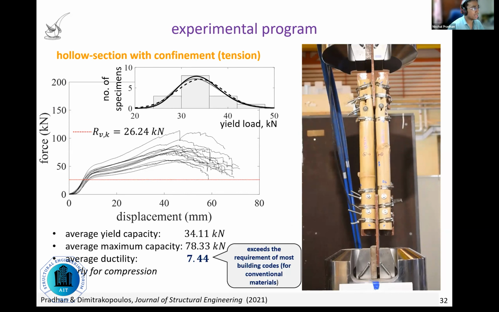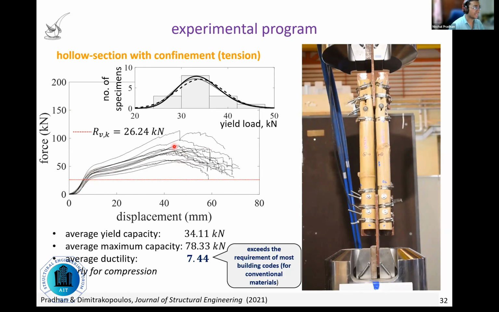Okay, so elastic response, bolt yielding, large plastic deformation, failure by culm damage or bolt fracture at ultimate stage, and then failure. So again, notice the ductility of the specimens, which is about 7.44. This exceeds the requirement of most building codes for conventional materials. So we test 15 of them to get the experimental distribution of the yielding. The analytical equations predict 26.24 kilonewtons as the yield capacity.